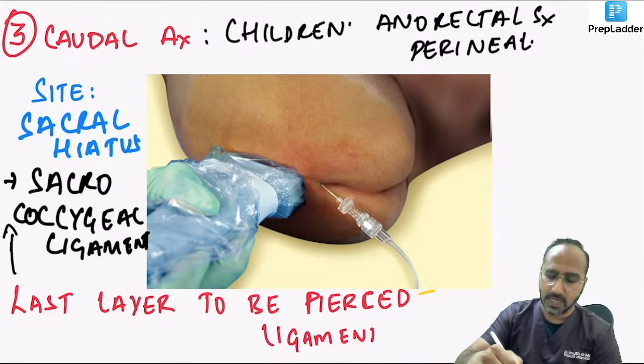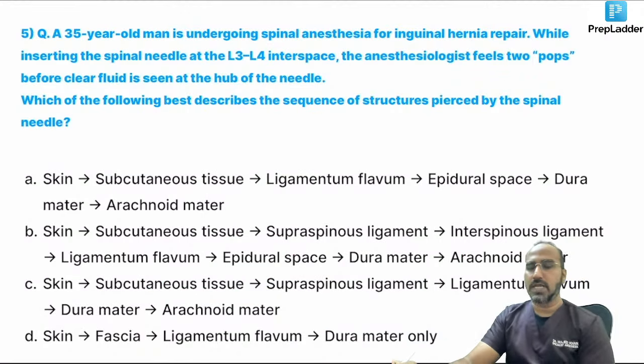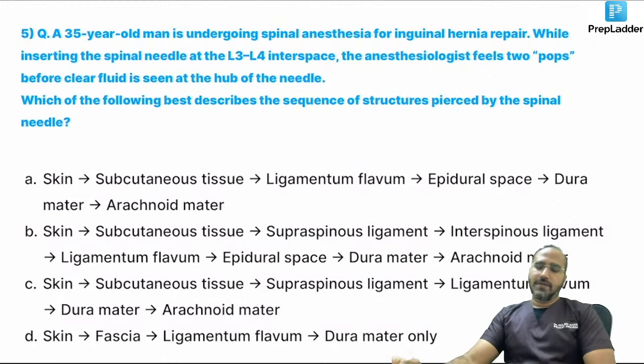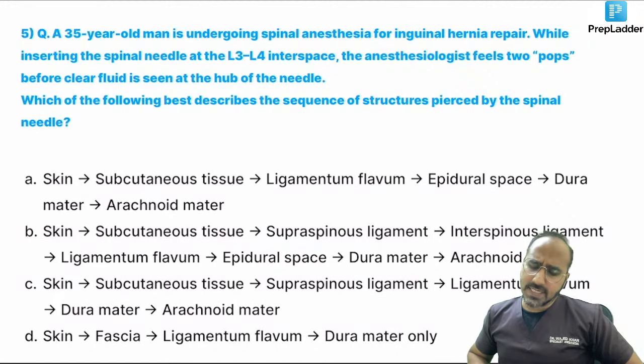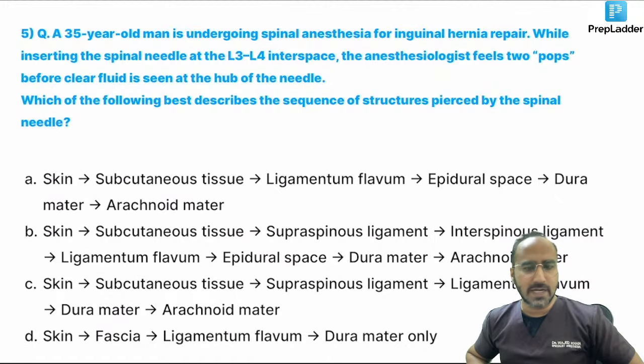Okay, right. Now guys, coming to the next question. A 35-year-old man is undergoing spinal anesthesia. While inserting the needle, the anesthesiologist feels 2 pops before clear fluid is seen at the hub. That is common, guys. While giving spinal anesthesia, we'll feel 2 pops. First pop at the piercing of ligamentum flavum, second pop at the piercing of dura.